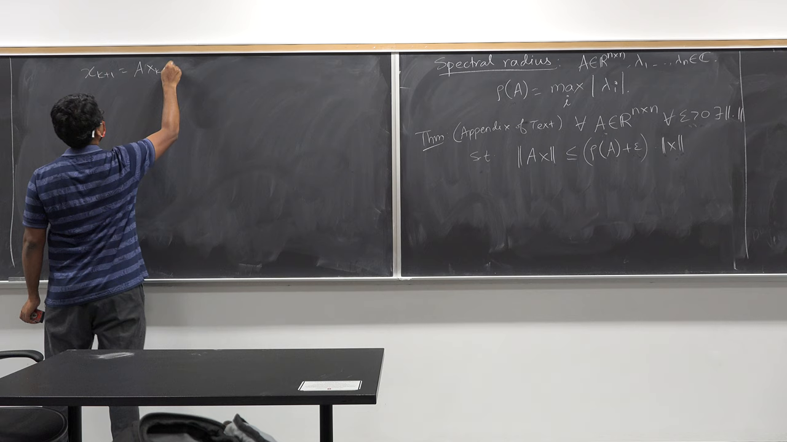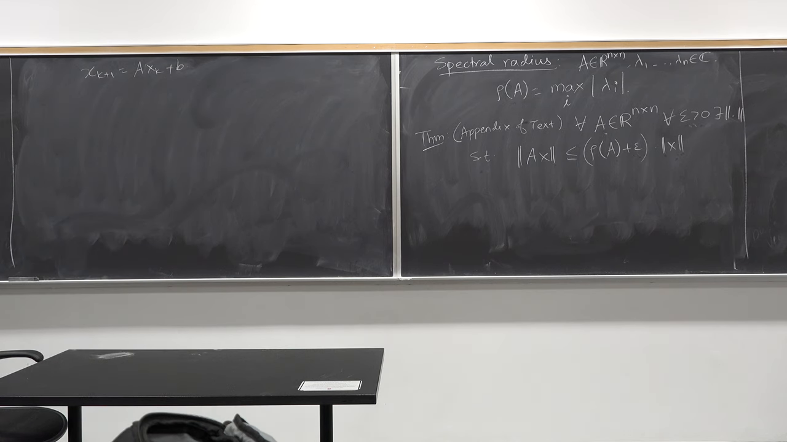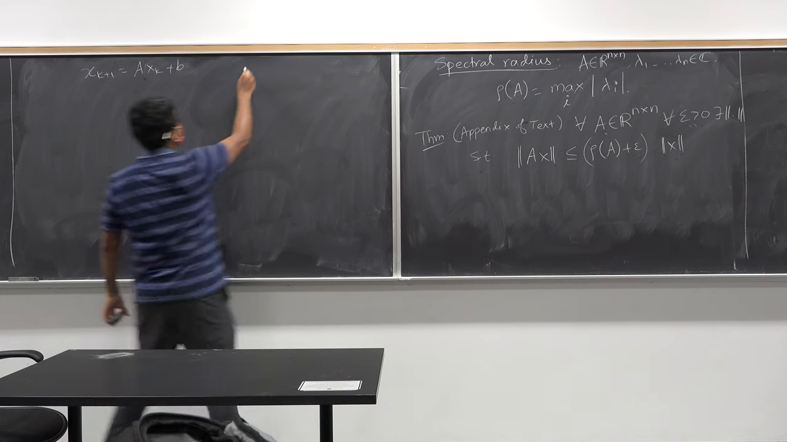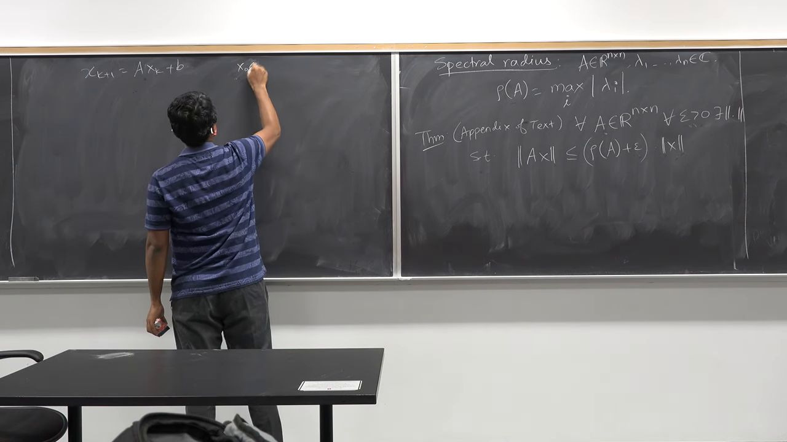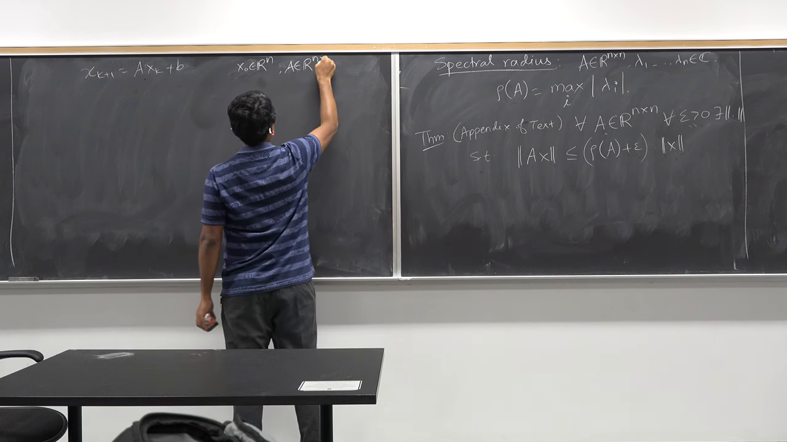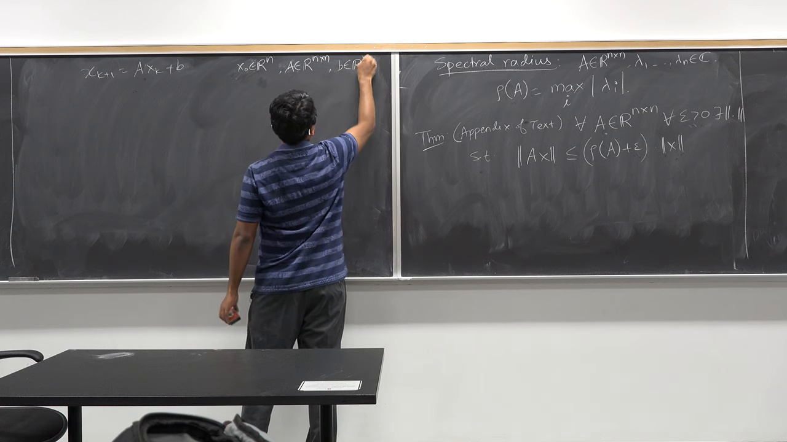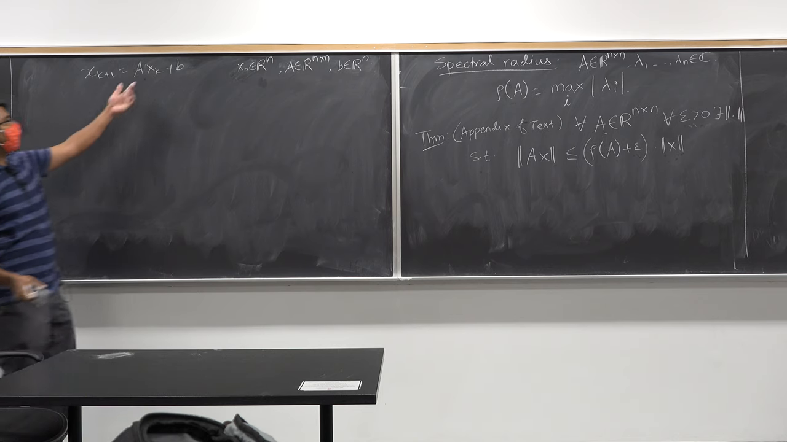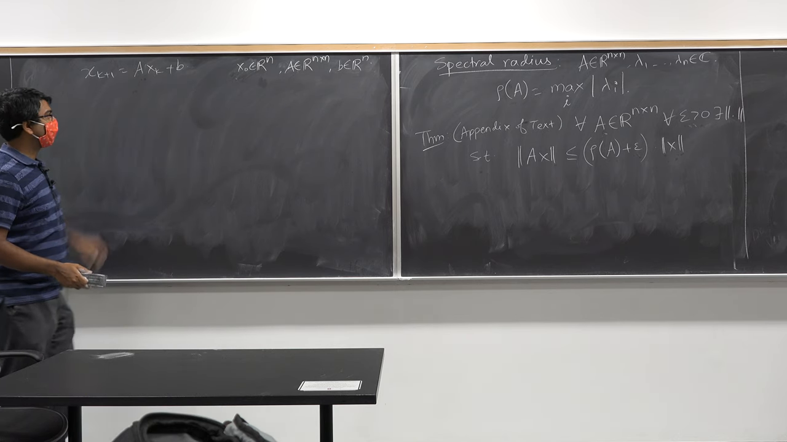Consider the following sequence: x_{k+1} = A x_k + b. A is, of course, a matrix, and b is a vector. Let me just write it. So x_0 is in R^n, A is in R^{n×n}, and b is in R^n. So I constructed a sequence. I started from some arbitrary point in the space, and I constructed a sequence by multiplying the element by A, adding b, and then doing it all over again.